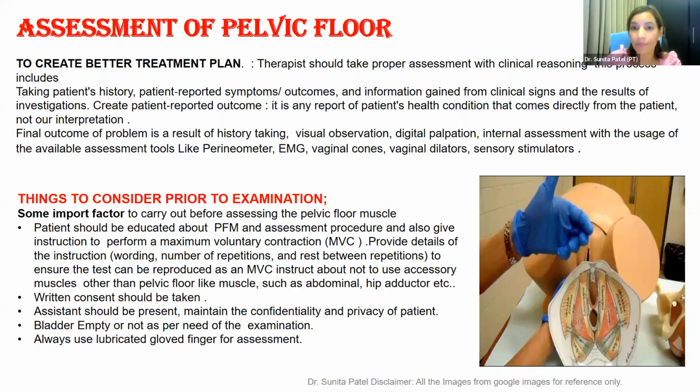In case of hyper, we don't want bladder and bowel full, and in case of hypo, we want bladder full. Just to see what is going on, how the muscles are able to hold this area. An assistant should be present, bladder empty or not, as per the need of the examination, meaning hypo or hyper. As per that, we will take that call. And if it is not filled, we'll give her water, she will drink her water, and we have to wait up to that moment. Once she tells you that her bladder is full, now we can go for assessment.